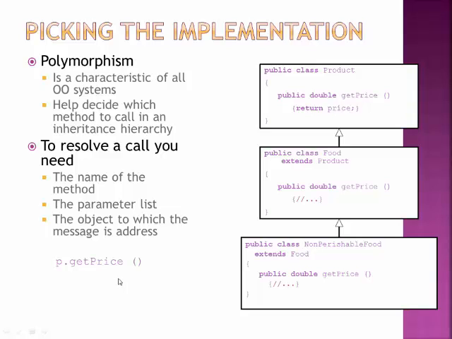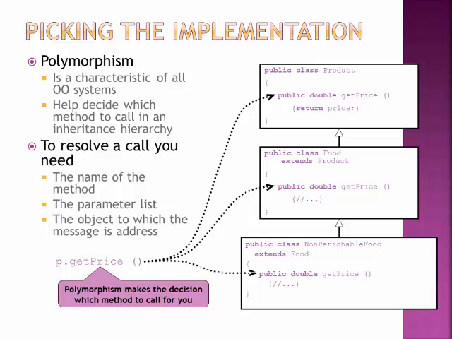So the question is, if I have some random object out there, how the heck do I know which of these silly methods gets called? Well, when I say p.getPrice, it could call any of the three. It depends on the object that's going to be out there. So think of it this way.